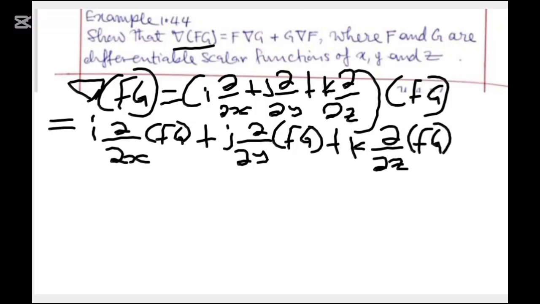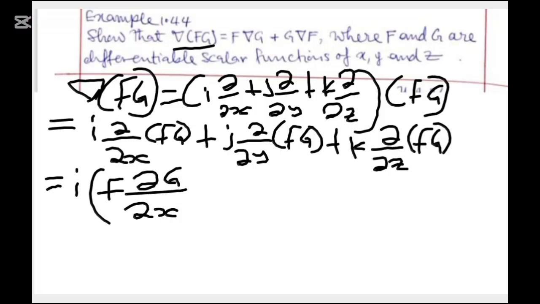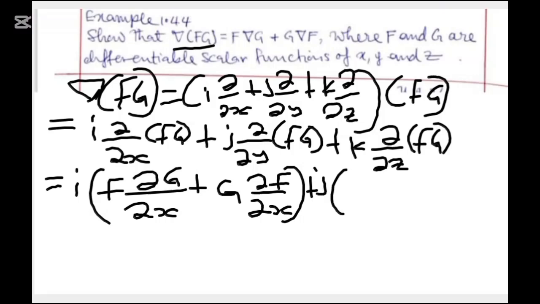So the next thing that I'm going to do, I have to say this should now be equals to i, open bracket, I have f. So f, I have to take the partial derivative of g with respect to x, plus g partial derivative of f with respect to x. So this is for i. And for j, also the same thing. I have to say f partial derivative of g divided by the partial derivative of y, plus g, but partial derivative of what?